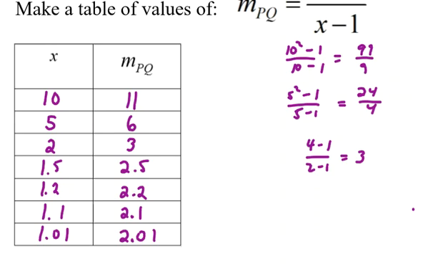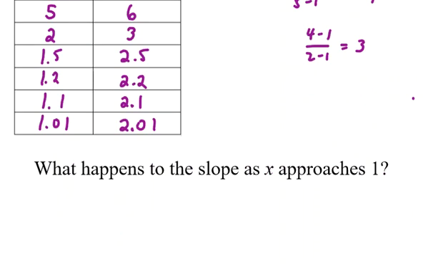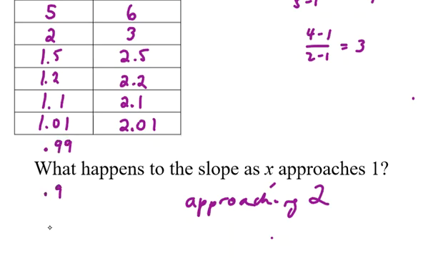So as this x value is approaching 1, what's happening to my slope? Well, you can see my slope is decreasing, and as I'm getting closer, there are smaller and smaller decreases, and it appears to be approaching 2. You can also look at it from the other side. So instead of having 1.01, it's also a good habit to look at 0.99 and 0.9 and approach from the other side as well.